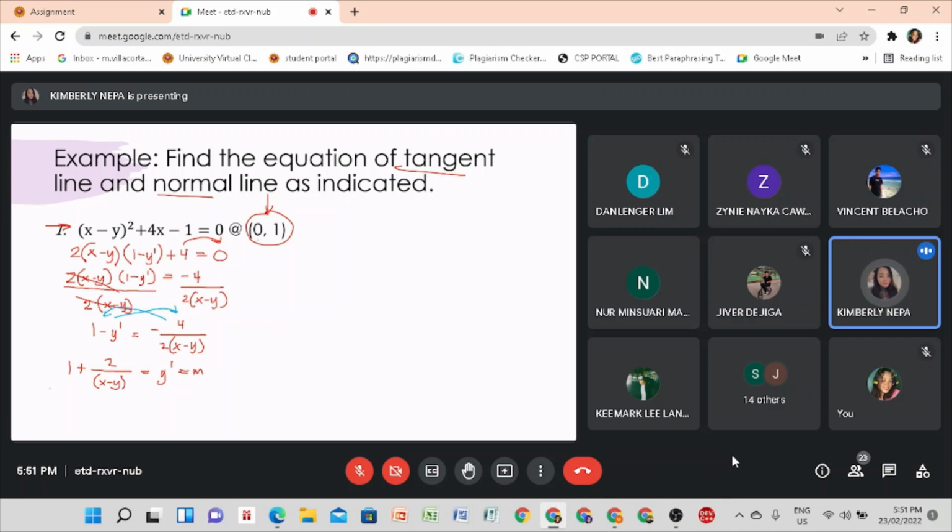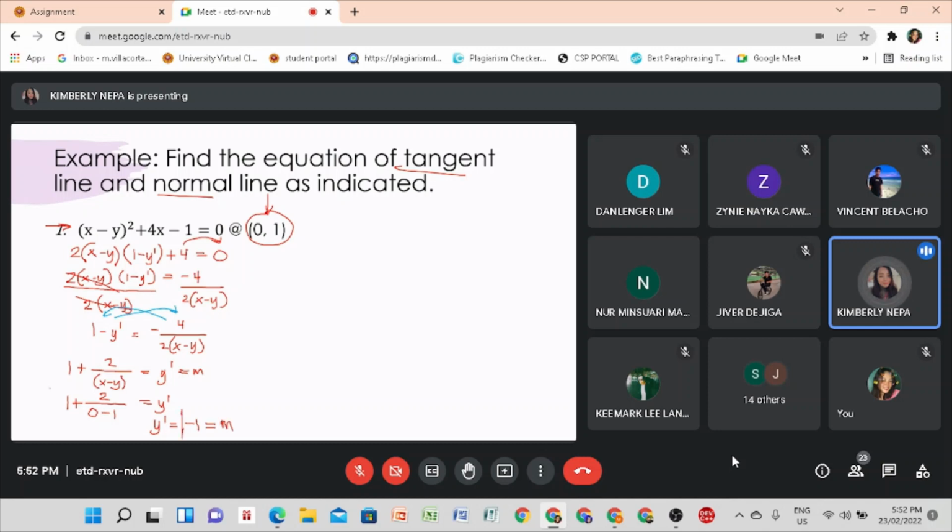So, given these points here, we just substitute them into our equation. So, this would become 1 plus 2 over 0 minus 1. Correct? Yes po. So, what is our y prime now? Negative 3. Negative 1, ma'am. 1 half. Negative 1. Just calculate it, it's confusing. Okay. So, our slope now is negative 1.